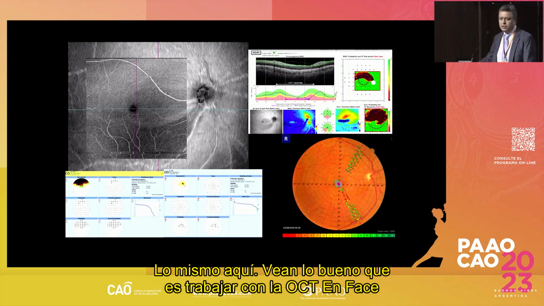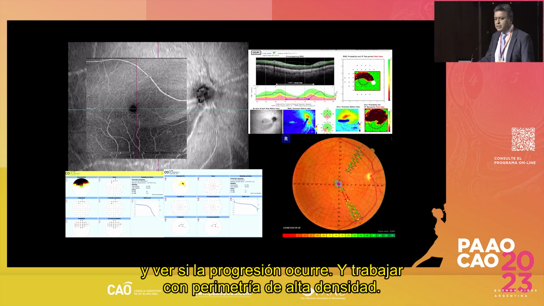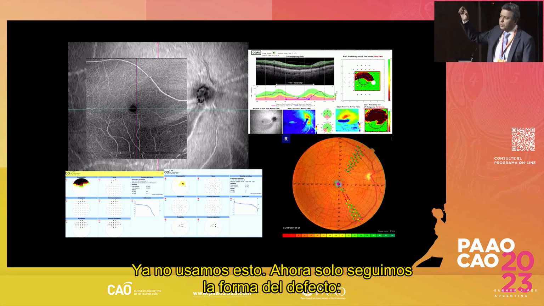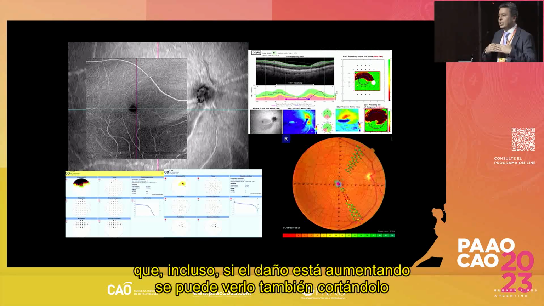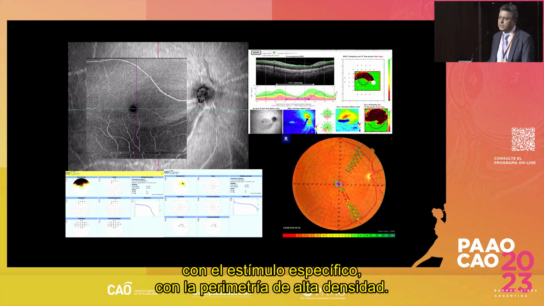It's the same thing, just showing how nice it is to work with the en face OCT and see if progression is happening or not, and work with high density perimetry. We are not using this anymore. We're just following the shape of the defect. It's now the way we're working with the microperimetry, but it was in the beginning, and the idea was to show that even if the damage is increasing in size, we can do that. We can see that by cutting also with the specific stimulus with high density perimetry.